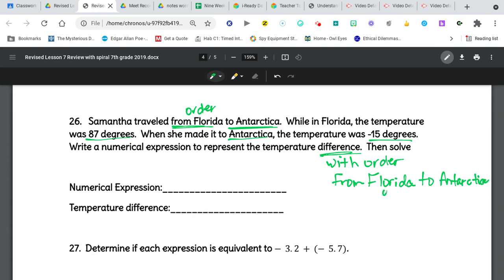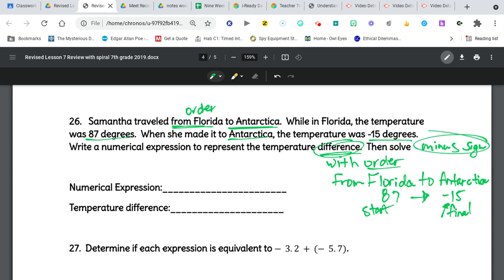So in Florida, it was 87 degrees, and she went someplace to where it was -15. Okay, since it's with order, I'm going to start off with the end, the final temperature. She ended right here. She started right here. But difference means put a what sign in the middle? Well, difference means put a minus sign in the middle, never a plus.